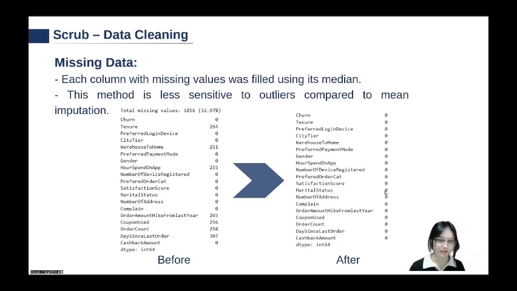In the scrub stage, we address missing values using median imputation. The reason we use median instead of the mean is because the median is more robust to outliers. As you can see on the slide, the left table shows the data before imputation and the right table shows the result after filling the missing values.